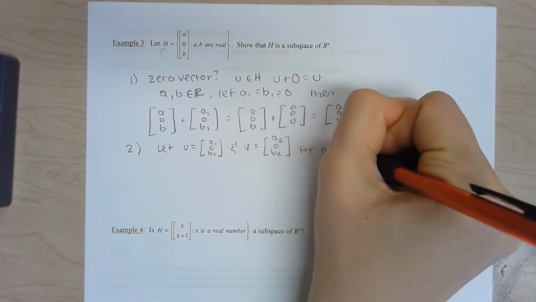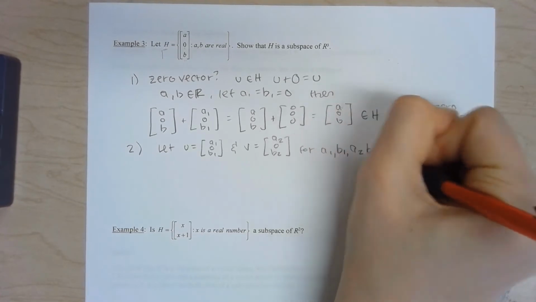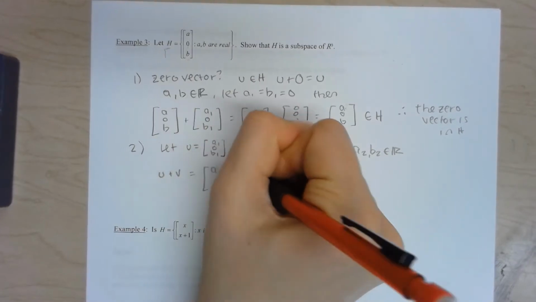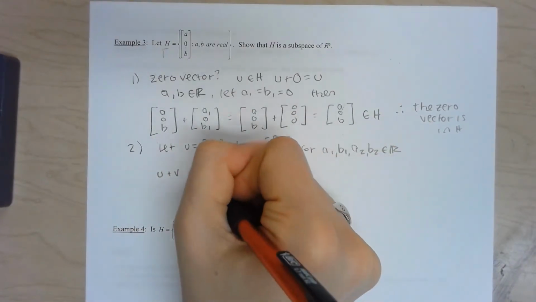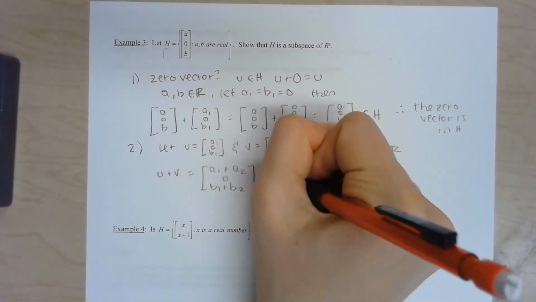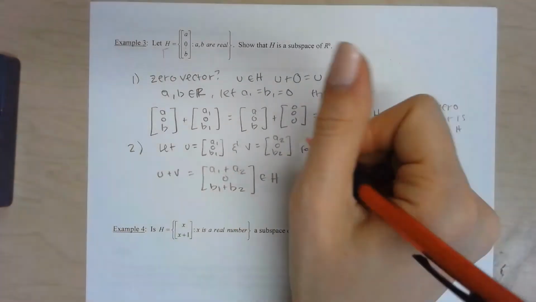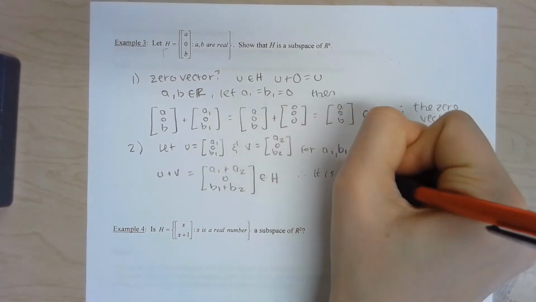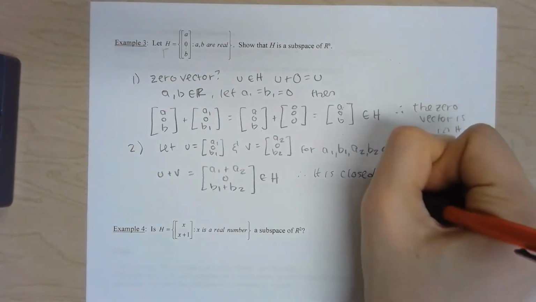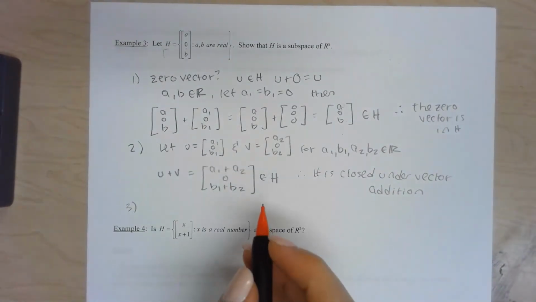For A1, B1, A2, B2 that are real numbers, when I add U and V together, I get A1 plus A2, 0 plus 0, and B1 plus B2, which is, once again, still in the vector space. That still is a real number, 0, and a real number. That fits the conditions set out here. Therefore, H is closed under vector addition.